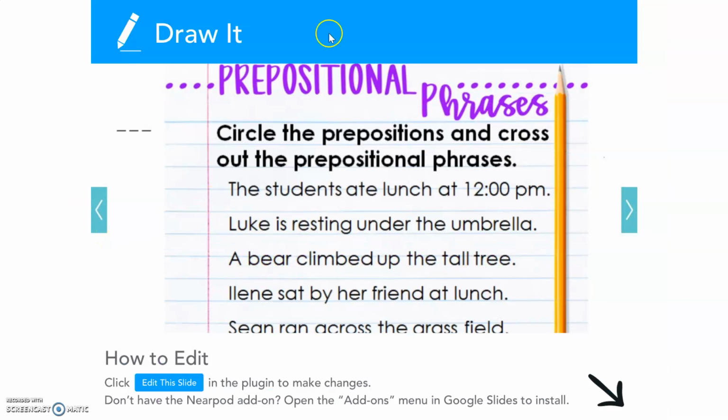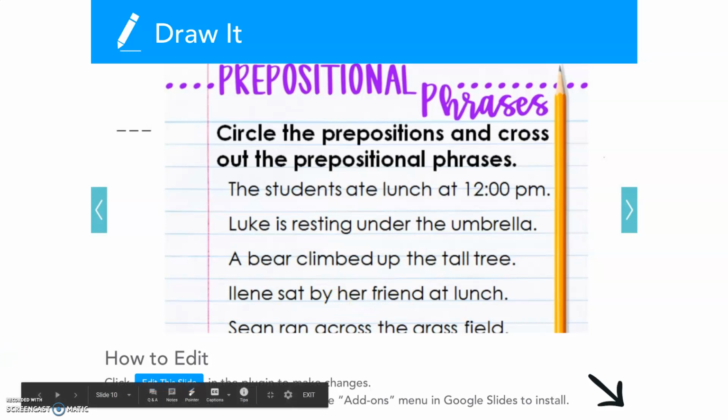So what you're going to do next is you're going to be using a draw it to circle the prepositions and cross out the prepositional phrases. After that, you'll check your thinking.